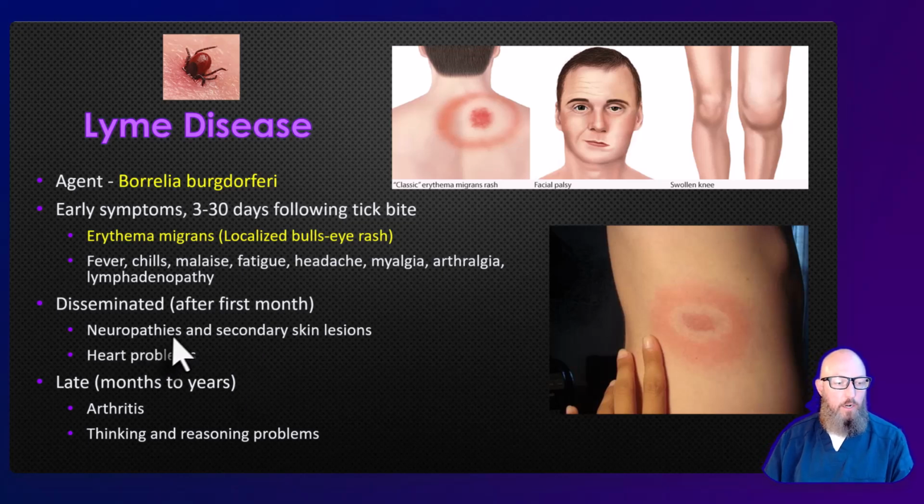It can also lead to heart problems. And then arthritis is really a late stage symptom that they might get. But I think of it as a form of inflammatory arthritis because it is a response to infection that can accumulate in different joints. It's known to accumulate in the knees. Also can lead to thinking and reasoning problems. So this is a serious disease, right? If you've known anyone that has it, it can get really serious.